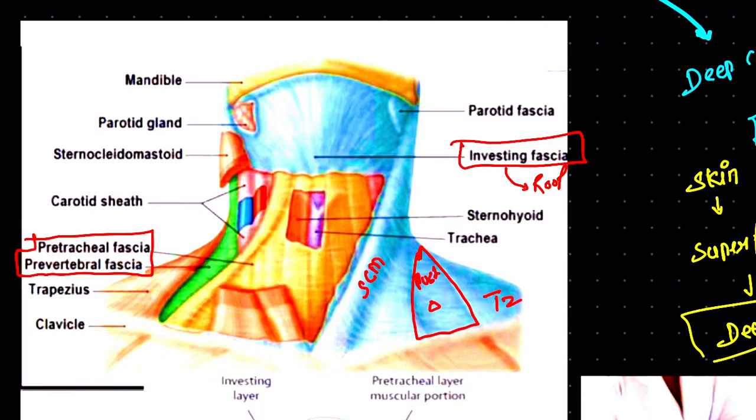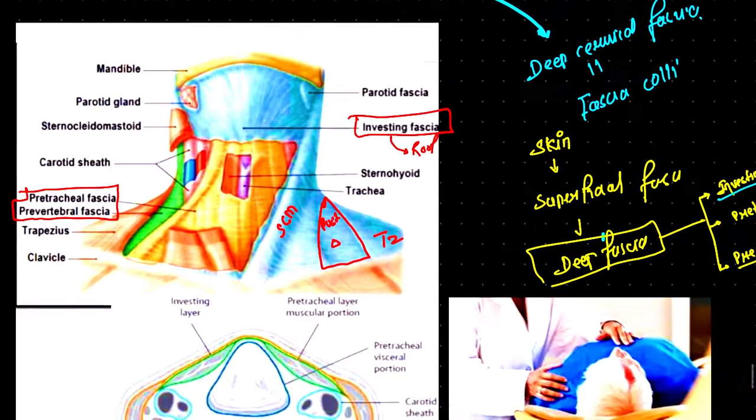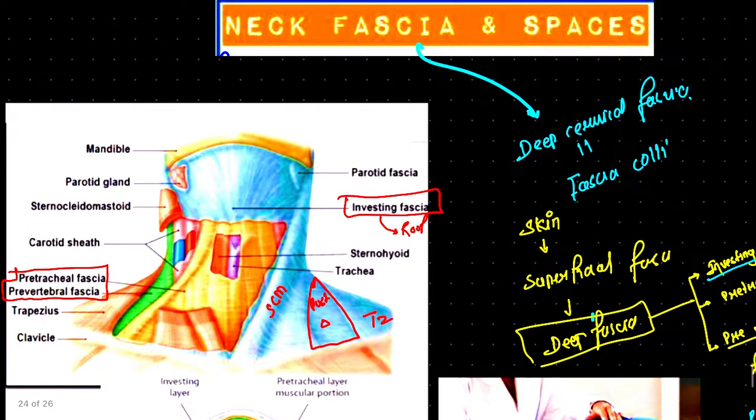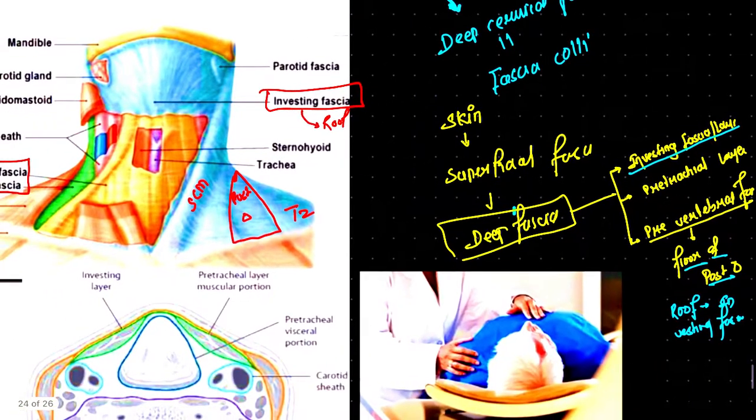It is not just bounded to the front of the trachea. It is covering everything, the esophagus, the pharynx. We'll go to other things shortly. Now we're talking about the investing fascia, pre-tracheal fascia and pre-vertebral fascia. One important fact about these fascia is that all of them contribute to the carotid sheath. We need to know about the carotid sheath also. Now in this carotid sheath, as you can see, what is this?